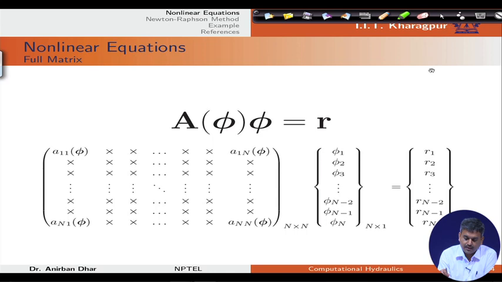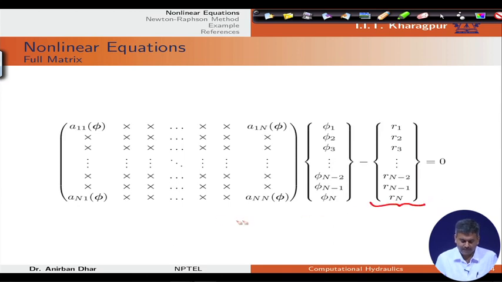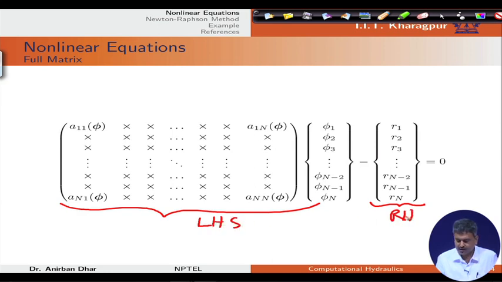Now, in this case we can write again the full matrix form, and we can transfer this right hand side vector to the left hand side. This is the left hand side portion and this is the right hand side portion. I can just transfer it with a negative sign.